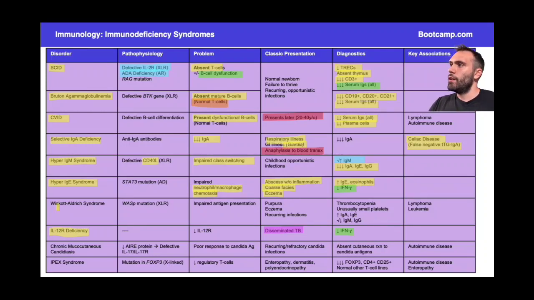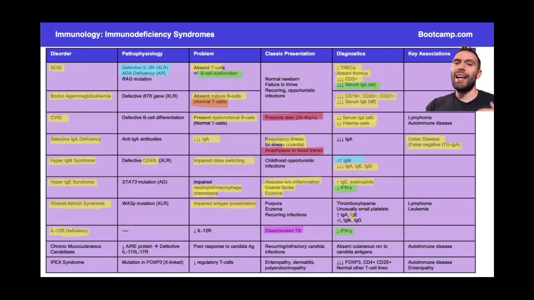All right, Wiskott-Aldrich syndrome. We'll talk about this one a little bit more in the hem-onc section, but again, you have to remember, what's the problem? The problem is impaired antigen presentation. That's because we have cytoskeletal defects that are going to inhibit our cell signaling.